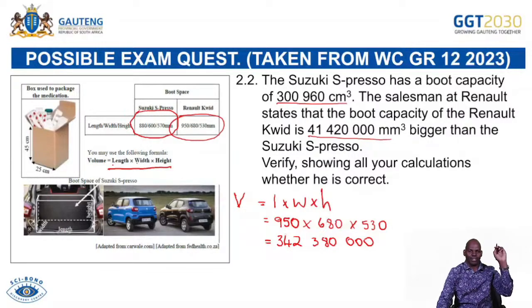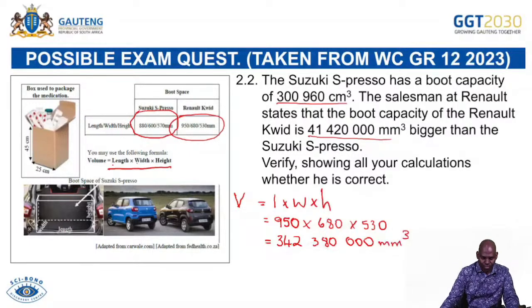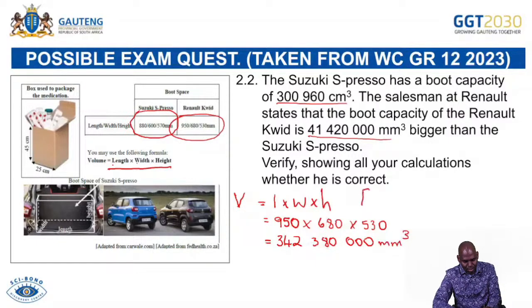The examiner might also ask you, especially with this type of number, to write it in words. So this is 342,380,000, and remember, this is in cubic millimeters. Remember, this is for the Renault Kwid, so I'm just going to say this is for RK.